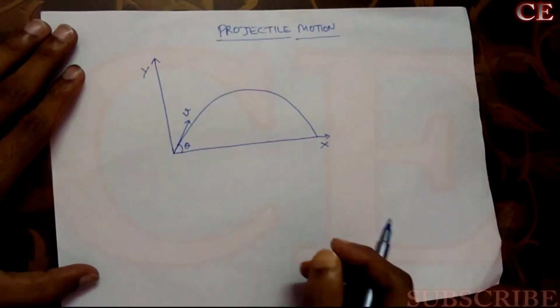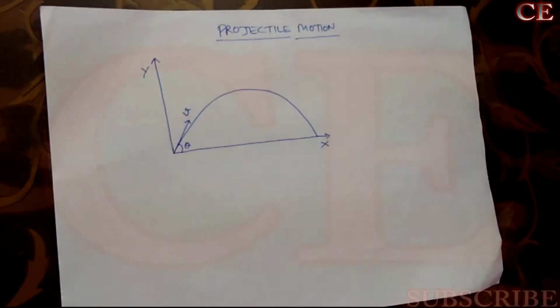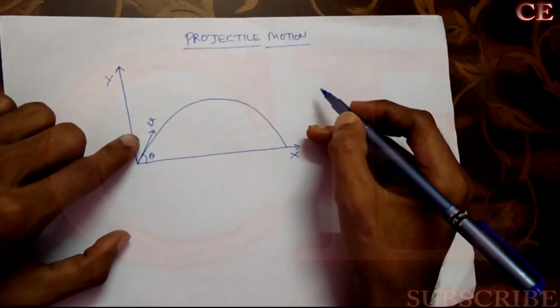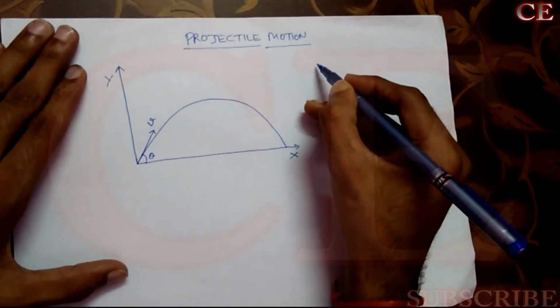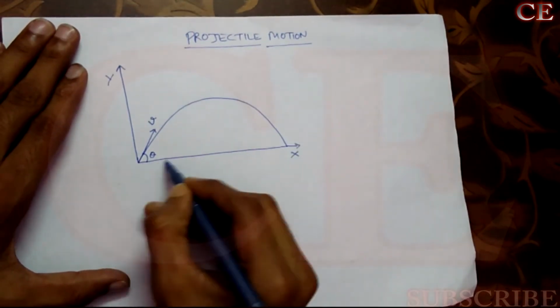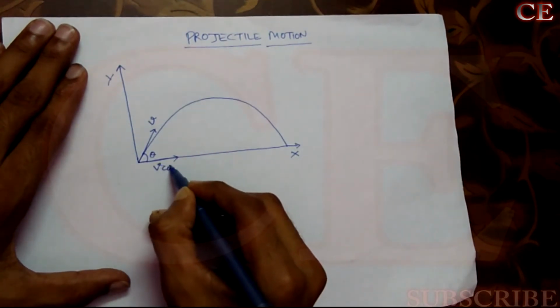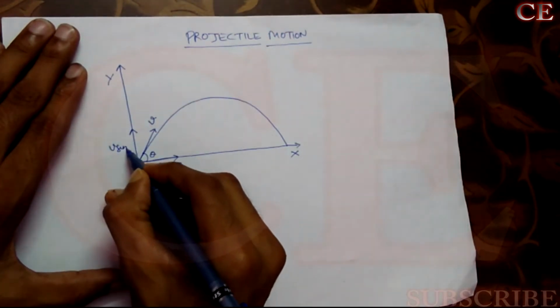This is a 2D motion and it's sometimes very difficult to solve the problems of 2D motion, so we will learn how to convert this 2D motion into simpler 1D motion and solve even complex problems. So let's start. This velocity v is resolved into two components in x and y. By vector resolution, in the x-axis we will have v cos theta, and in the y-axis we will have v sin theta.